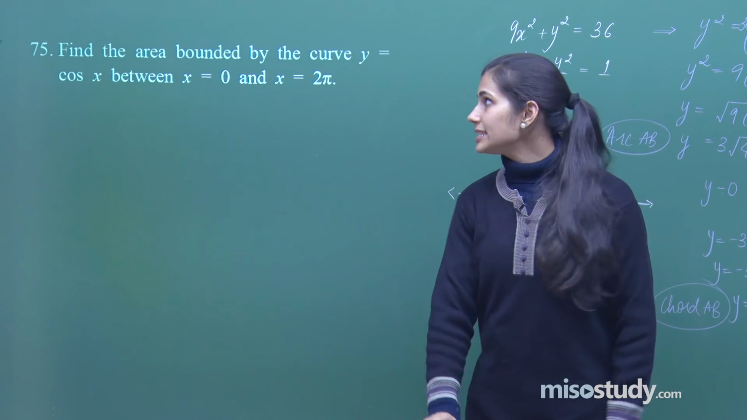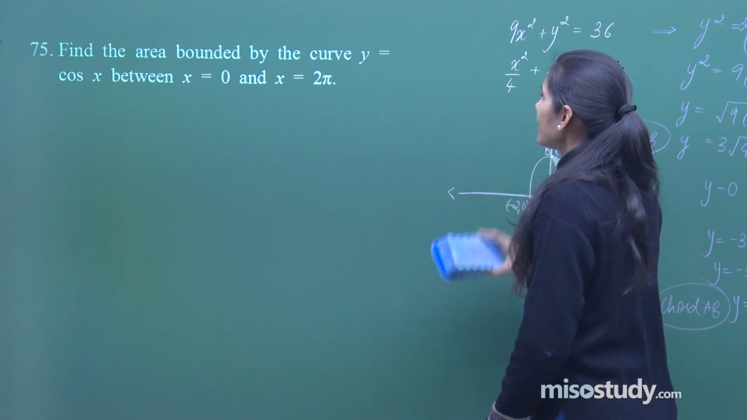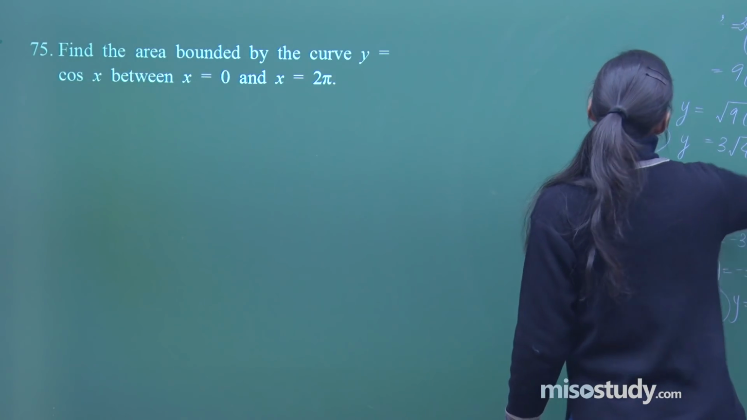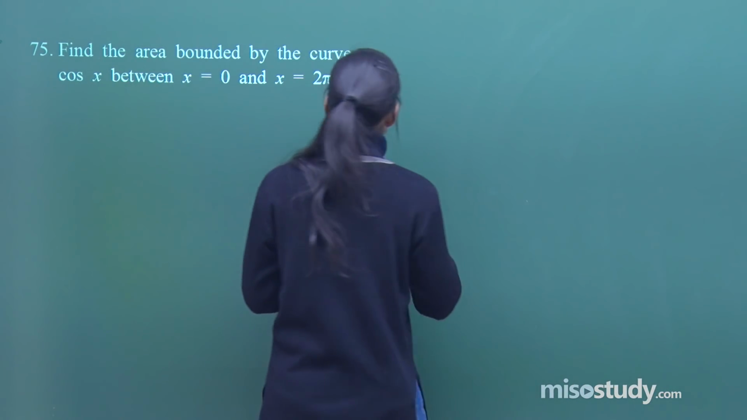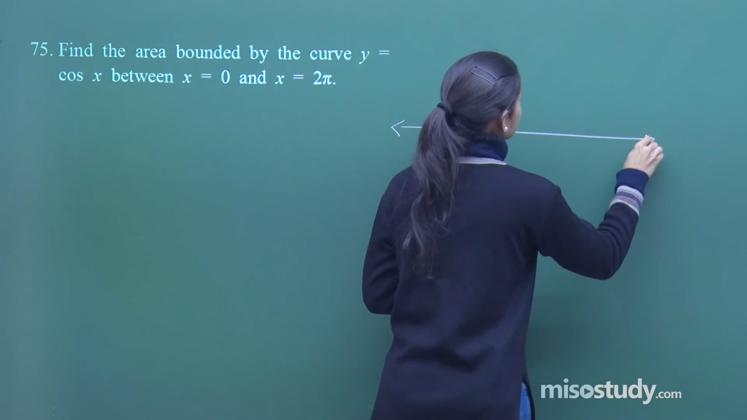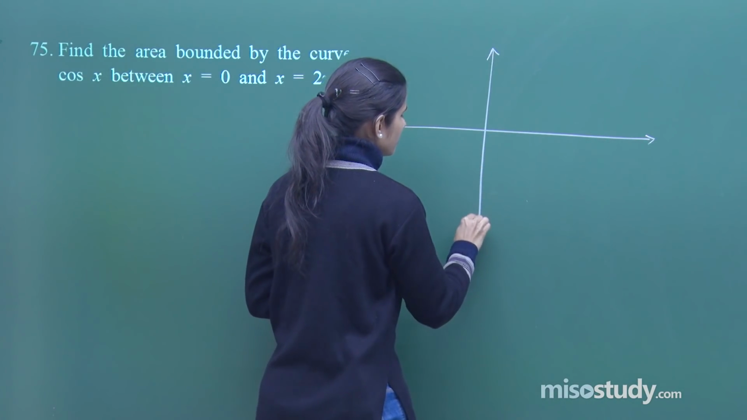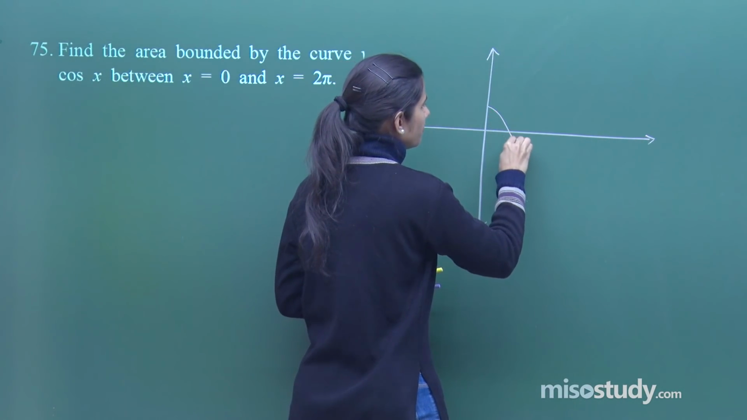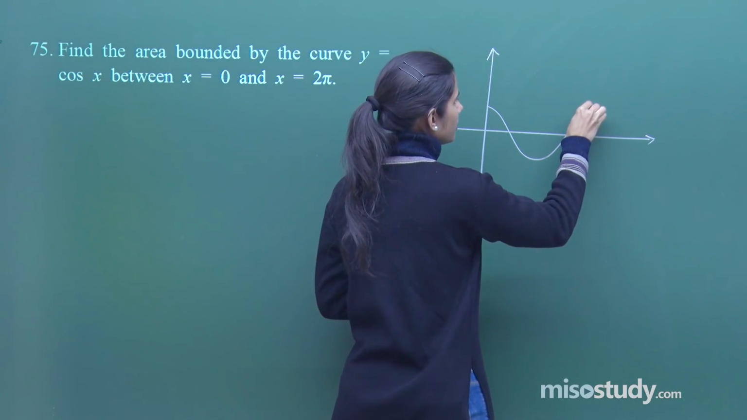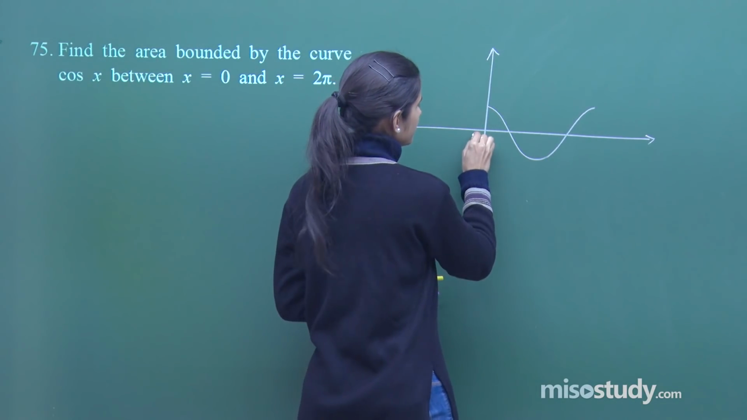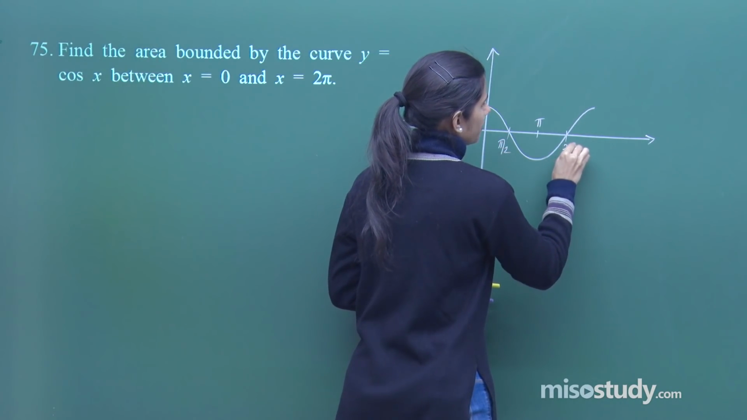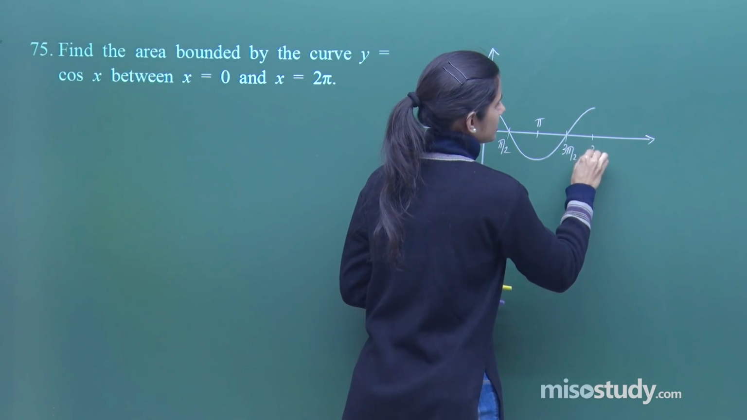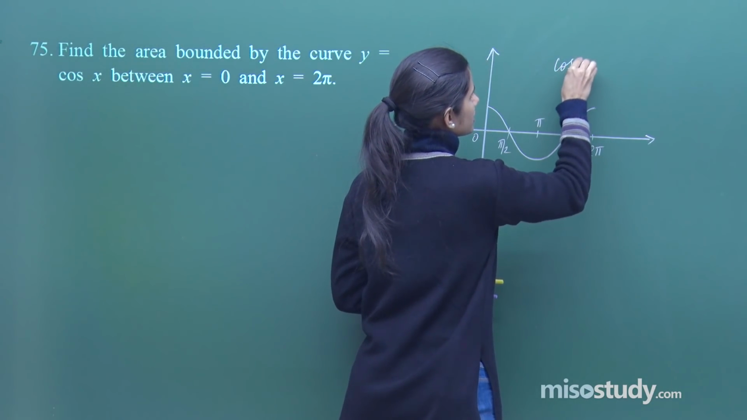After this, the question says, find the area bounded by the curve y equals cos x between x equals 0 and x equals 2 pi. Okay. So between x equals 0 and x equals 2 pi, let's see how the curve of cos looks. This is 0, pi by 2, pi, 3 pi by 2, and this is 2 pi. This is the graph of cos x.